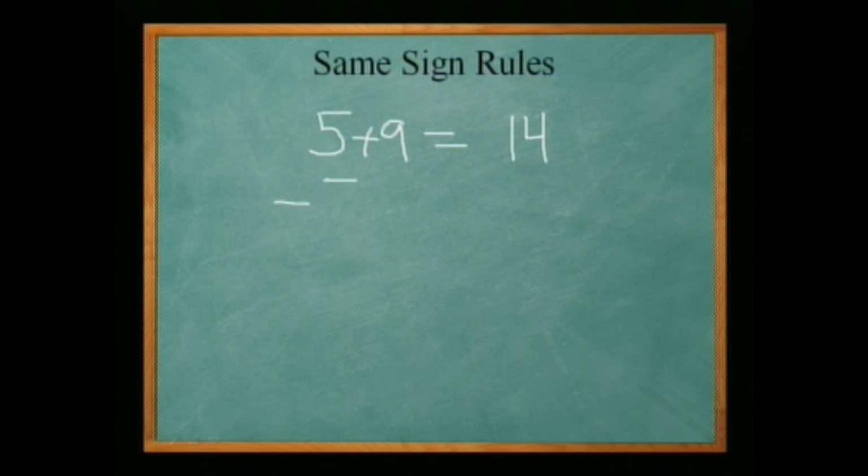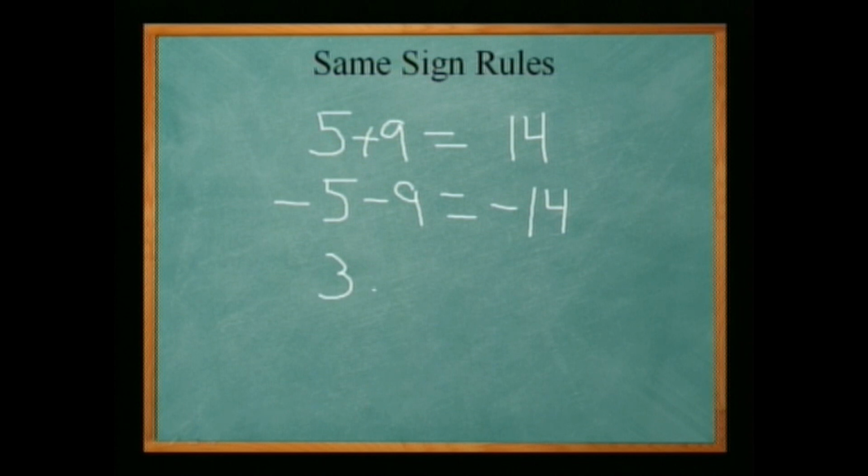Now we take a look at negative 5 minus 9. Here they're both negative. But we're going to disregard the sign for a second here. We're just going to do 5 plus 9. 5 plus 9 is 14. And their common sign is negative, so the answer is going to be negative.